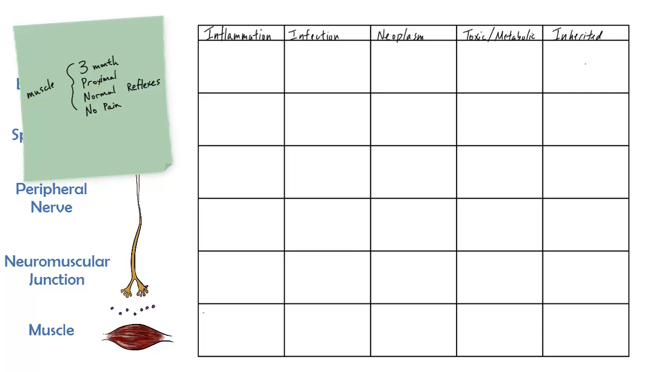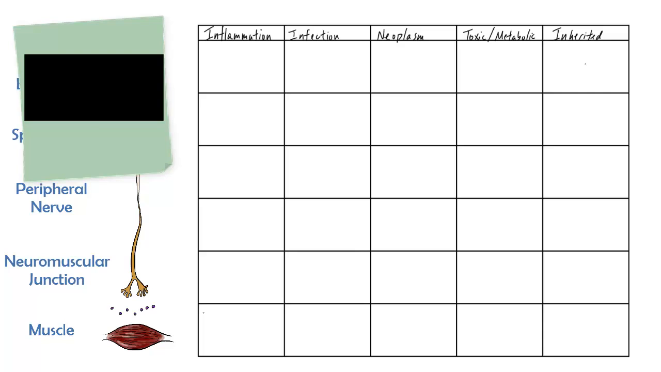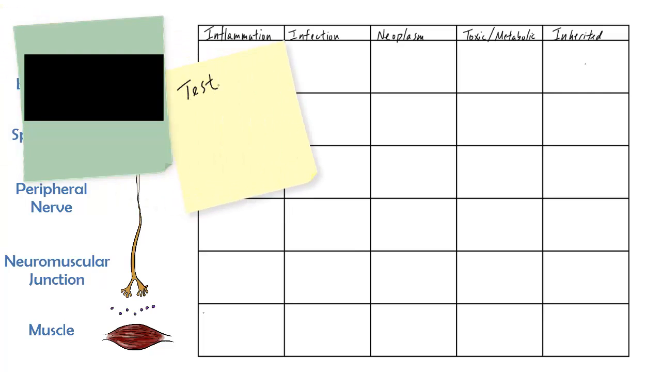To the muscle. And now we need to figure out if this muscle disease is going to be inflammatory, infectious, neoplastic, toxic, metabolic, inherited, or something else. How do we figure out if it's inflammatory? Let's start there. Is there something we can test, something we can do to determine if there's inflammation in the body? So one thing would be ESR-CRP, right? That tells us about inflammation in the body, but it's not really specific to the muscle. So there could be inflammation in the body that's actually not in the muscle, and that wouldn't help us.